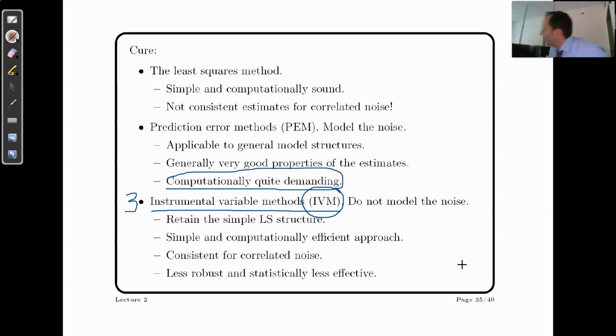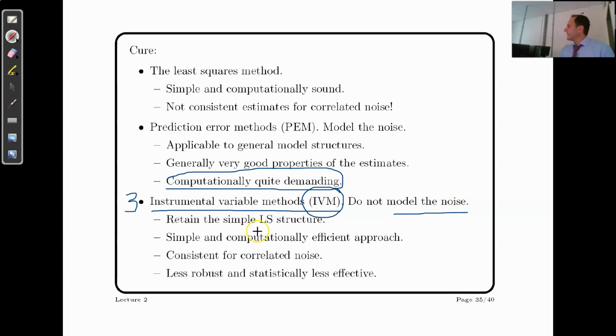So we propose a third approach, which is called the instrumental variable method. Of course, it can be applied also for more complicated structures when the noise is correlated. And because it's like a variant of the least square, it doesn't provide an accurate modeling of the noise. So it's limited to a very simple solution.